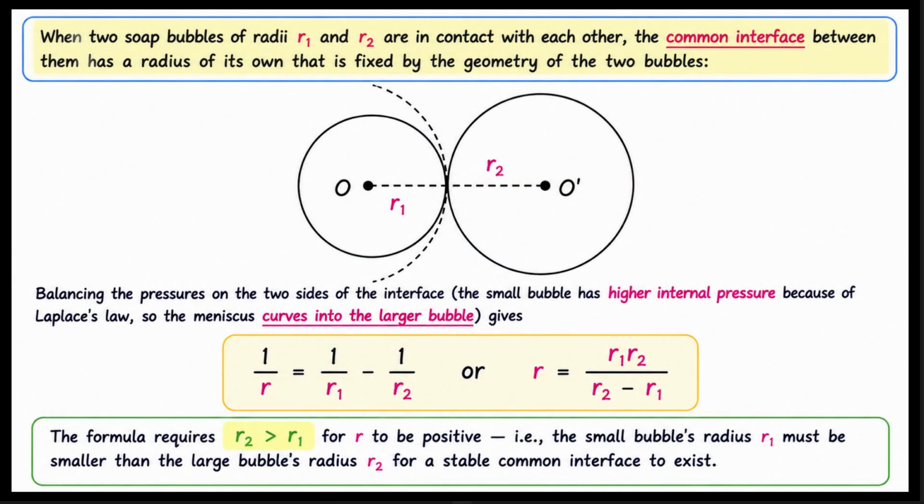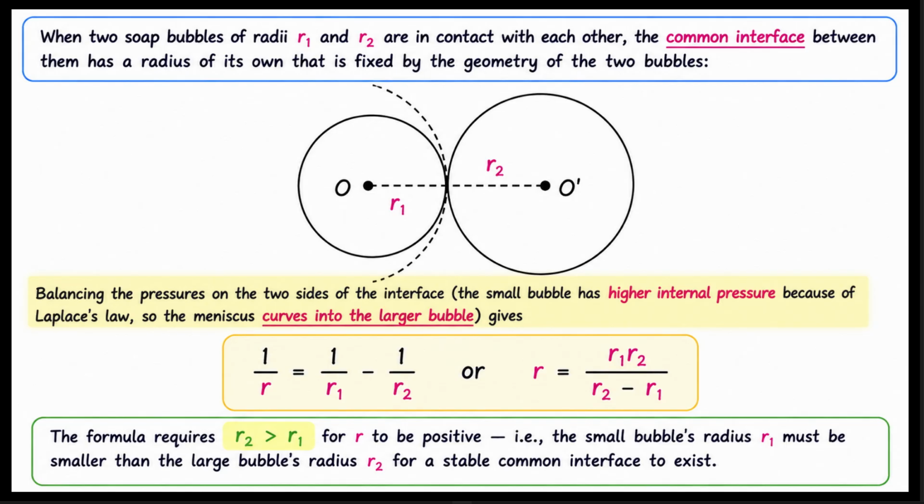Take two soap bubbles of radii r1 and r2 sitting in contact with each other. They meet along a common interface, which has its own radius r. To find that radius, balance the pressures on the two sides of the interface. Inside the smaller bubble, the Laplace pressure 4S over r1 is larger than the Laplace pressure inside the larger bubble, 4S over r2.